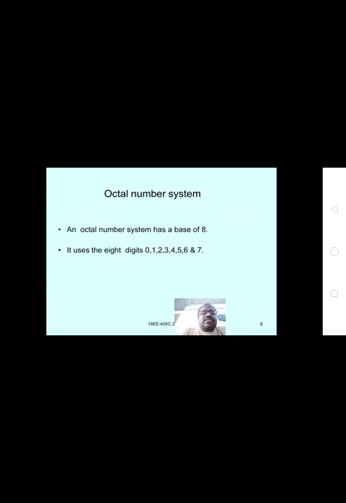Octal number system. Today's class is on the octal number system, and the octal number system has a base of 8. It uses 8 digits: 0, 1, 2, 3, 4, 5, 6 and 7. It uses only 8 digits from 0 to 7 because it has a base of 8 only.